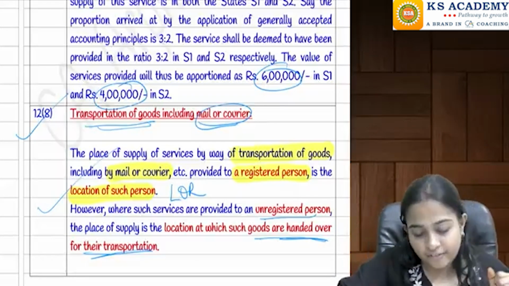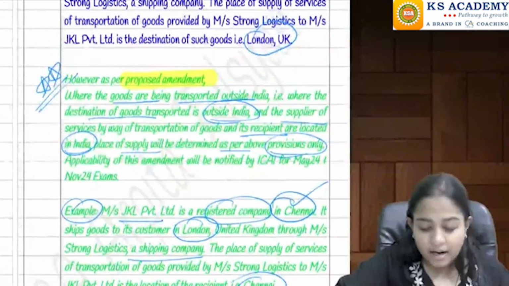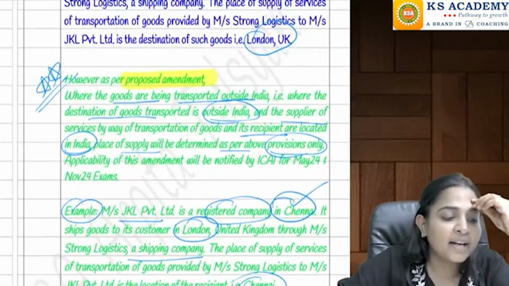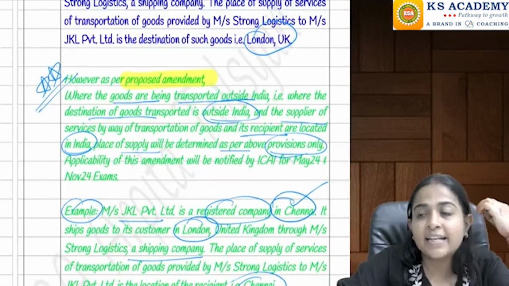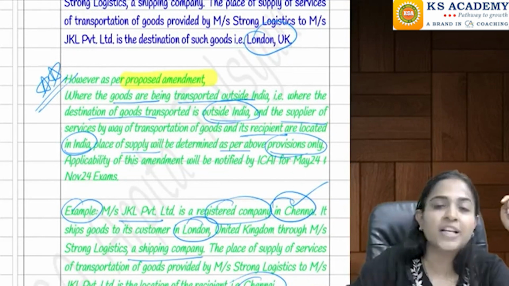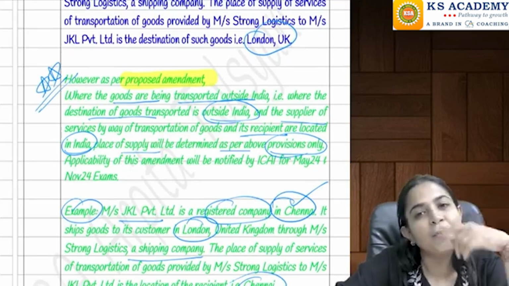Okay, now listen, there is a proposed amendment that is introduced here. Suppose the goods are being transported outside India. Till now there was a proviso that the place of supply will be the place of destination of such goods outside India. In the amendment they have proposed that this proviso should be removed.